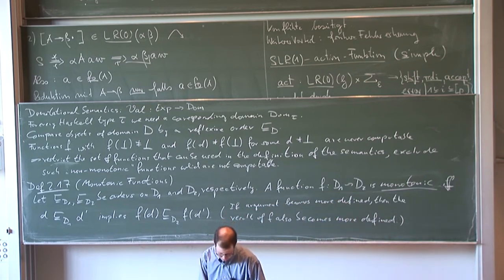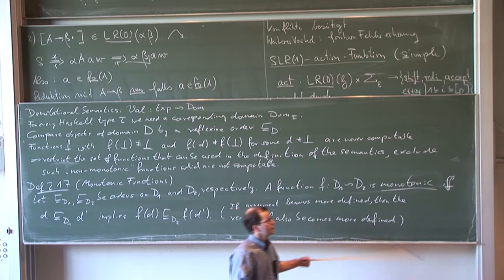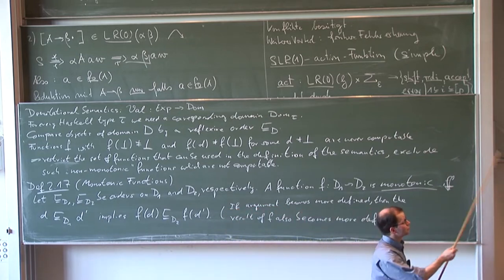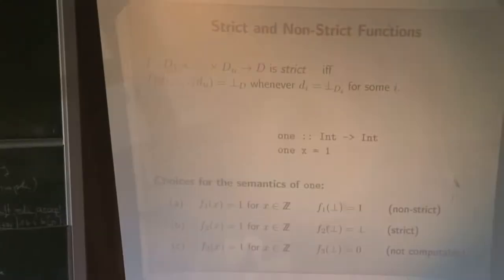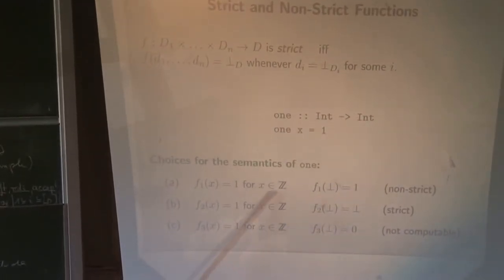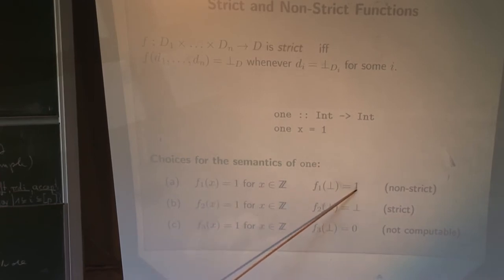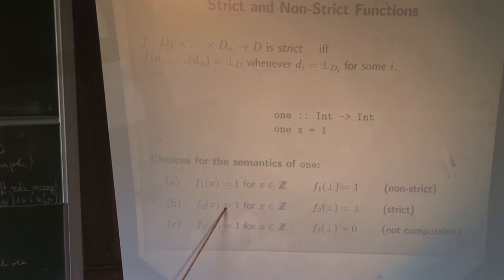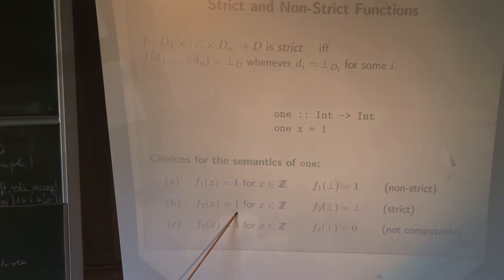And you can see that if we look at our three functions f1, f2, f3 here, f1 is monotonic. So bottom is less defined or equal to every integer, and the argument and the result is 1, and 1 is less defined or equal to 1. So this is monotonic. f2 is also monotonic. Bottom is less defined or equal to x for all integers x, and the result of the function indeed becomes more defined. Here we have bottom, there we have 1, and bottom is less defined or equal than 1.